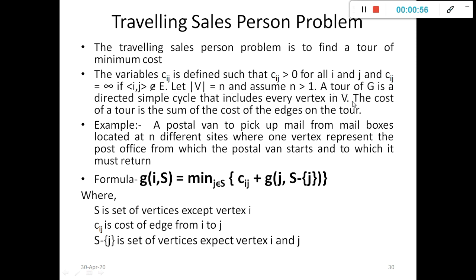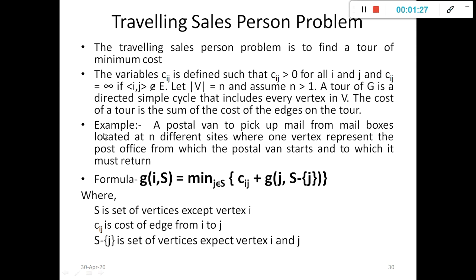A tour of graph G is a directed simple cycle that includes every vertex in V. The cost of a tour is the sum of the costs of the edges on the tour. One simple example that gives the idea of the traveling salesperson problem is a person who starts his journey from the first place, visits all the places, and finally returns back to the original place.